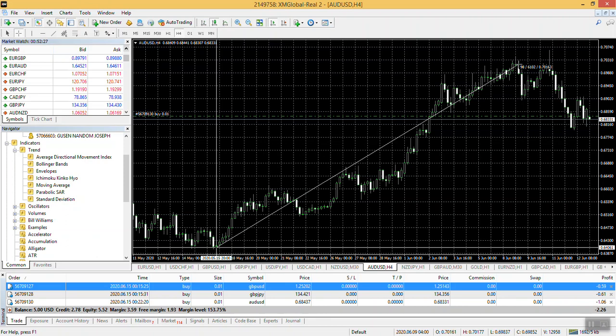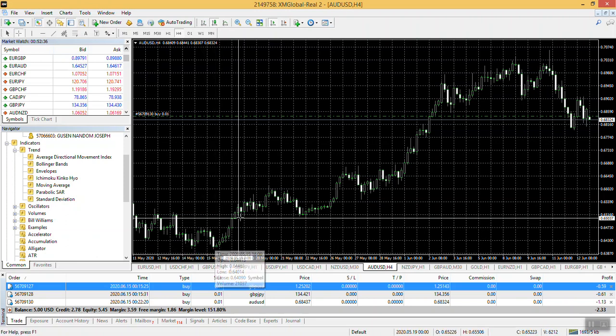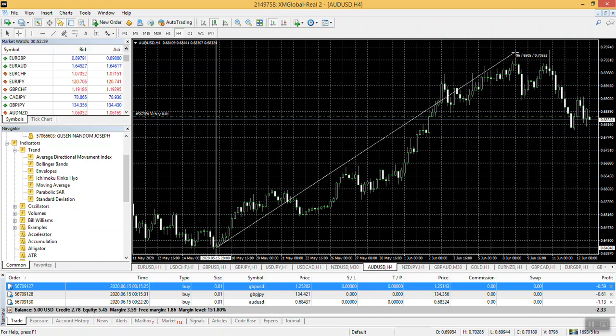This has been happening right from 15th of May, look at the time, and it ended somewhere here, which is 8th of June. So right from 15th of May to the 8th of June, AUD USD pair has been trending upward. Look at it, for so many days.